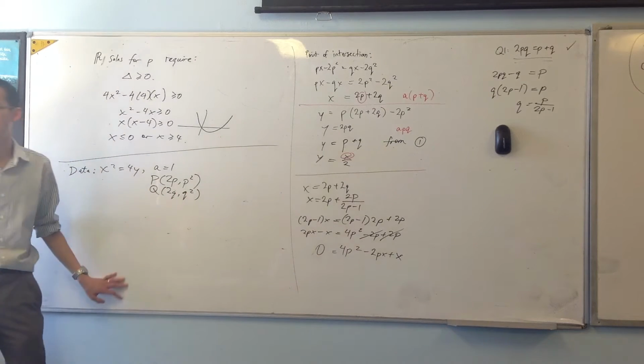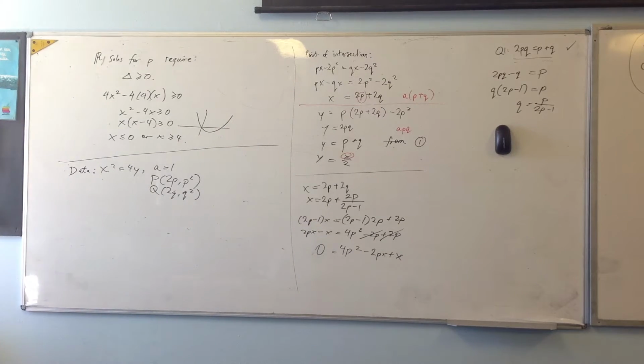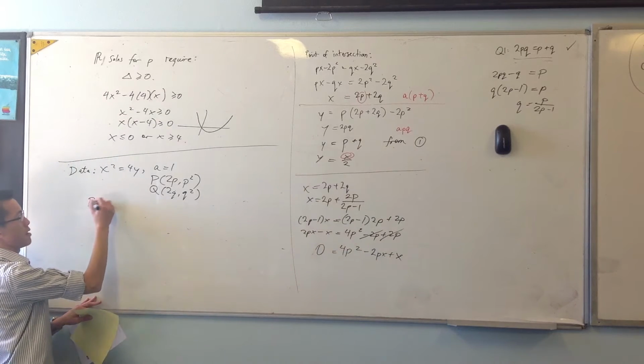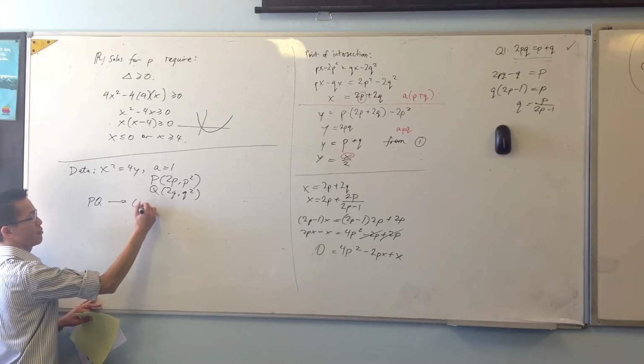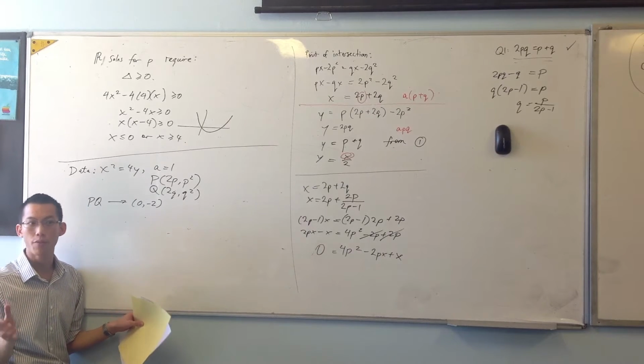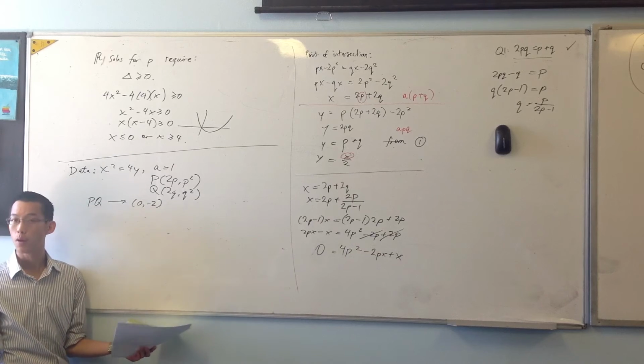Okay, what other data do I have? Good. So I've got this coordinate, 0, minus 2. PQ passes through 0, minus 2. Okay. Now I don't think anyone had troubles here, and we've already shown how to prove the equation of a chord. Use 2-point form. Okay.